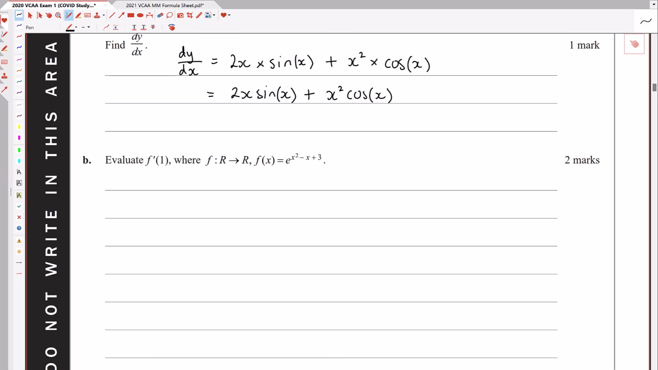So this is a composite function. We've got a quadratic inside an exponential, and so it's going to require the chain rule to differentiate it. So we'll first of all focus on finding the derivative, and then we'll worry about finding the derivative when x equals 1. So f dash of x, we're going to use chain rule.